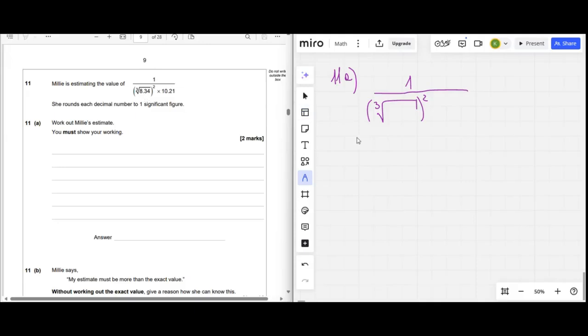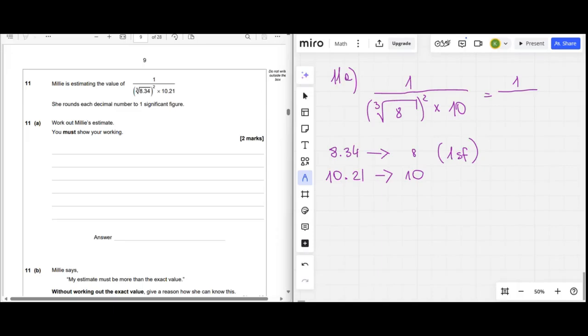If you round 8.34 to one significant figure, what would that be? 8. And let's do another one as well. 10. Ah, yes. 10. So there is 8 times 10.